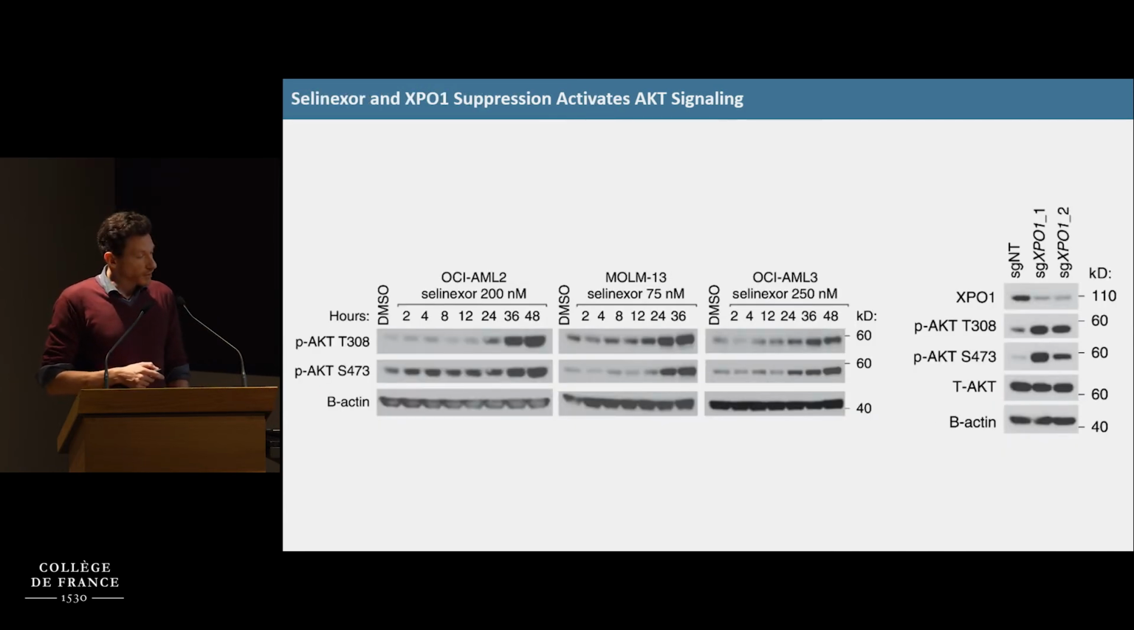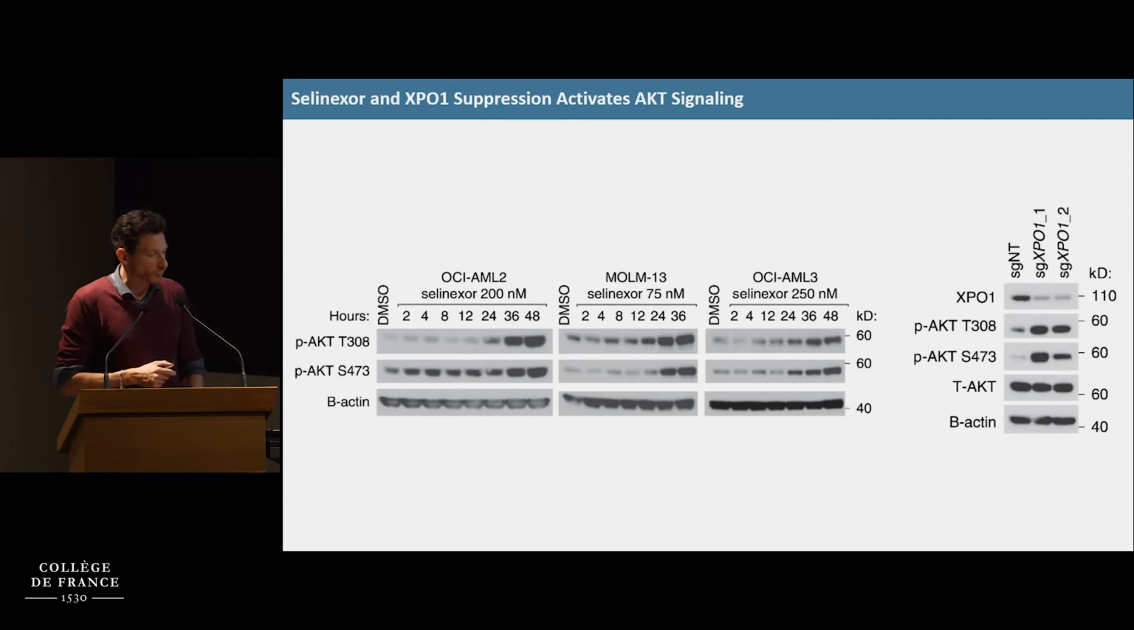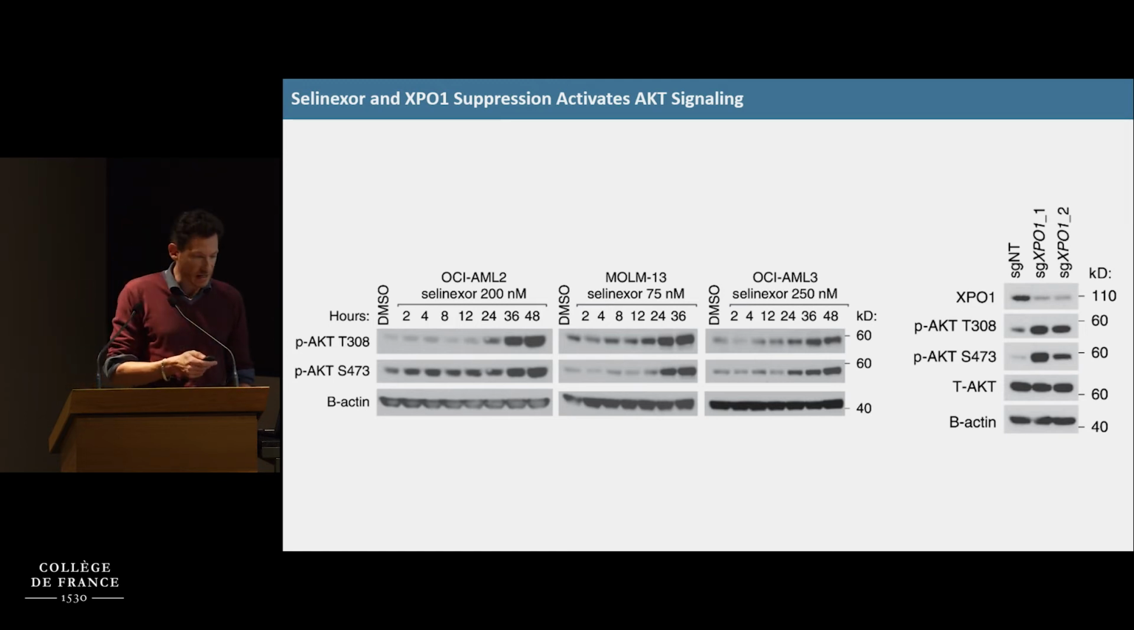First, we confirmed across multiple AML cell lines that the selinexor treatment over different time courses will indeed increase AKT activation, as seen here on the 2 phosphorylation sites, threonine 308 and serine 473. And this effect was truly XPO1 dependent because the knockout of XPO1 could phenocopy the effect of selinexor in terms of AKT activation.